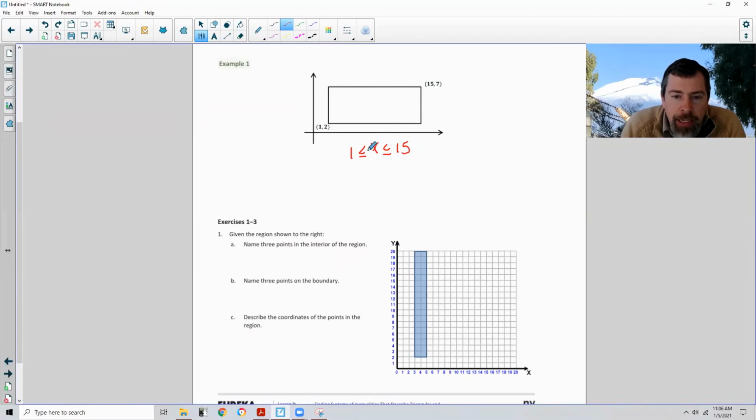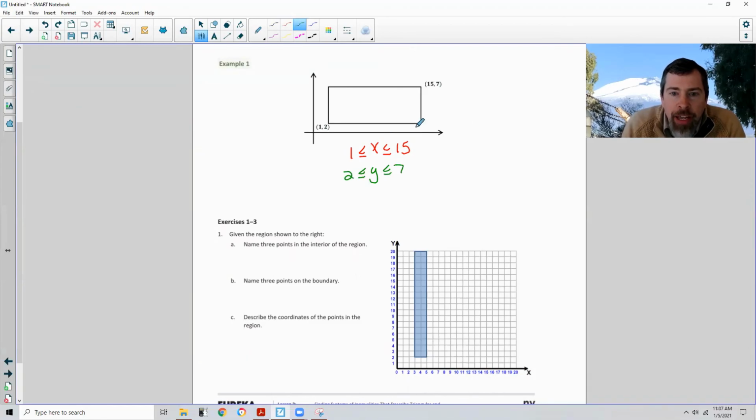So if I chose any x value, 1, 2, 3, 4, 5, decimals, 3.8, it doesn't matter. Anything between 1 and 15, including the ends, then we would be on this line here, anywhere in the plane to infinity and negative infinity. But then we need to restrict our range. Our y values are 2 and 7. So y would have to be less than or equal to 7, but greater than or equal to 2.